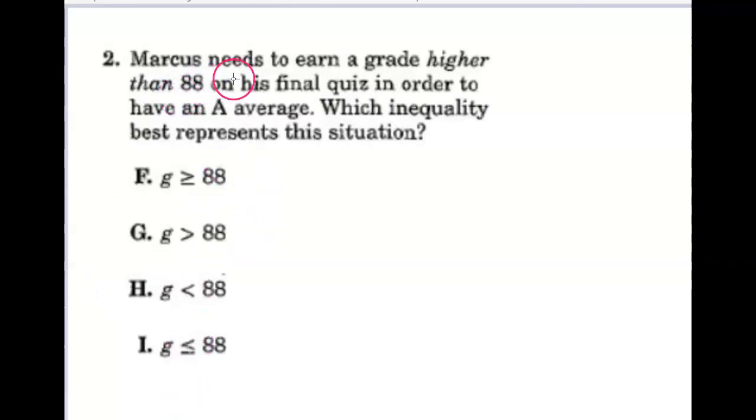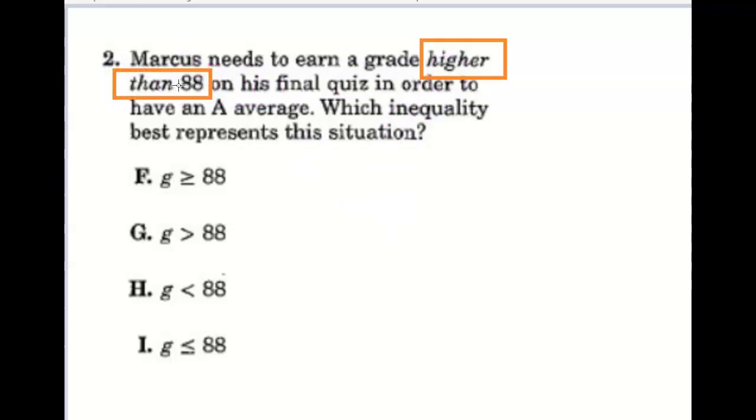All right, number 2 says Marcus needs to earn a grade higher than 88 on his final quiz in order to have an A average. Which inequality best represents this situation? So which one of these, if G was the grade he needs to earn, is higher than 88? So let's think, what's the number that's higher than 88, or in other words, more than 88, right? Because higher means a bigger number than 88. So in our heads, can you guys think of a number that's bigger than 88?